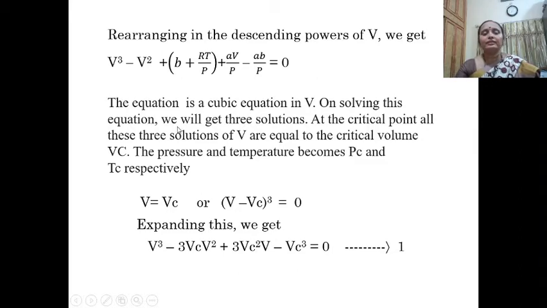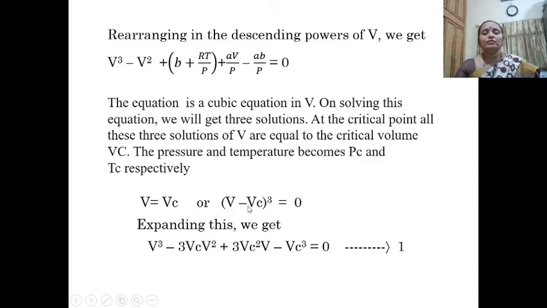On solving this equation, we will get 3 solutions. At critical point, all these 3 solutions of V are equal to critical volume. The pressure and temperature become critical pressure and critical temperature. That is at the critical point, this volume will be equal to Vc.